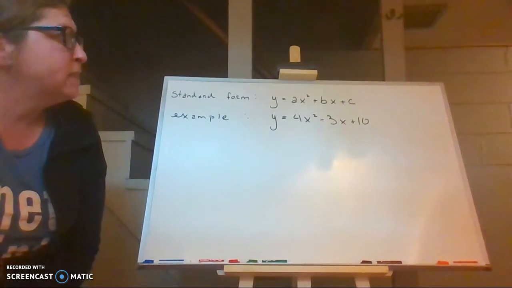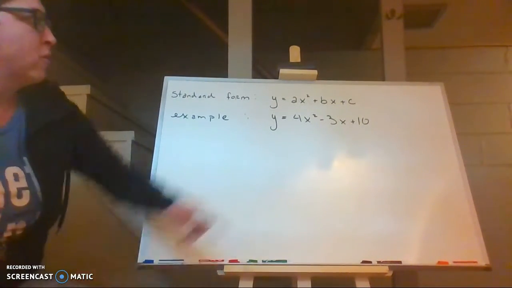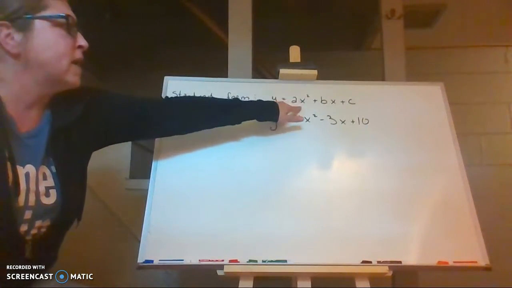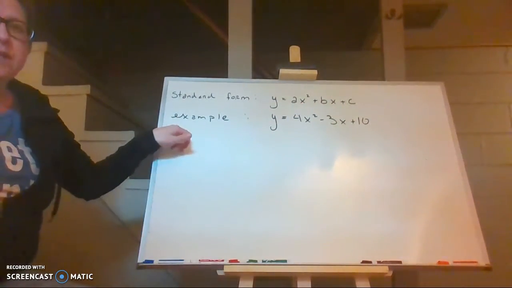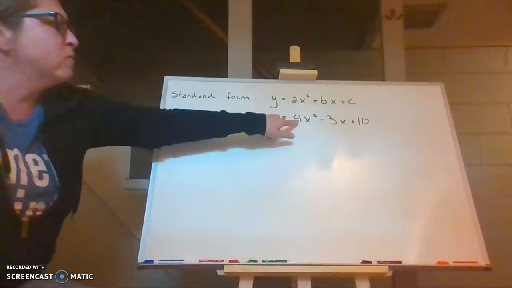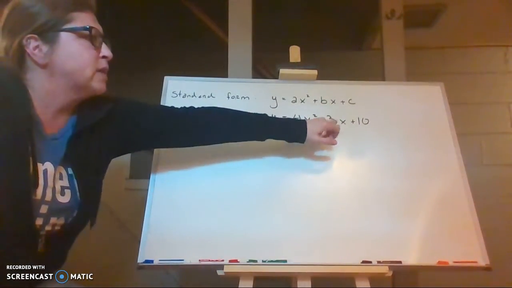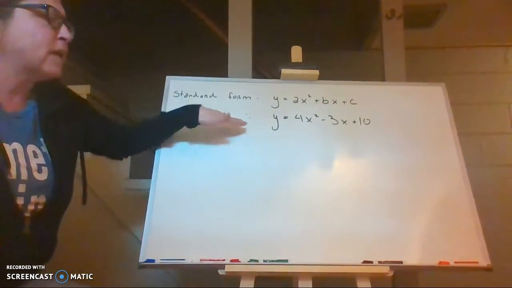So I want to remind you this is the standard form of a quadratic equation. It's y equals ax squared plus bx plus c, where a, b, and c are just numbers. So like here's an example. I have y equals 4x squared minus 3x plus 10. So this is like the standard form.